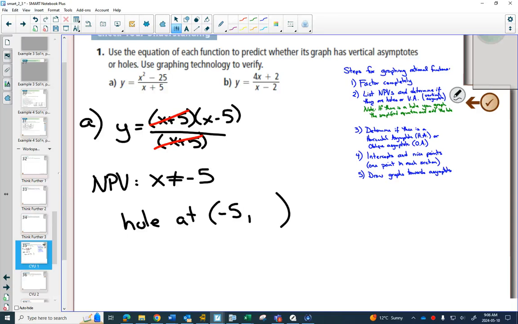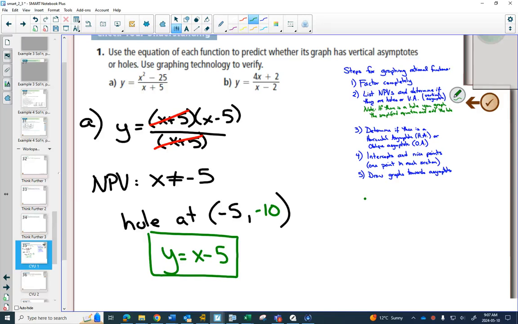I'm going to write the simplified equation now in green because that's our green step. If there's a hole, the green step says, you graph the simplified equation and add the hole. Okay? There's my simplified equation. I can find the y-coordinate of my hole by plugging in negative 5 into that simplified equation. So I get negative 5, negative 10.